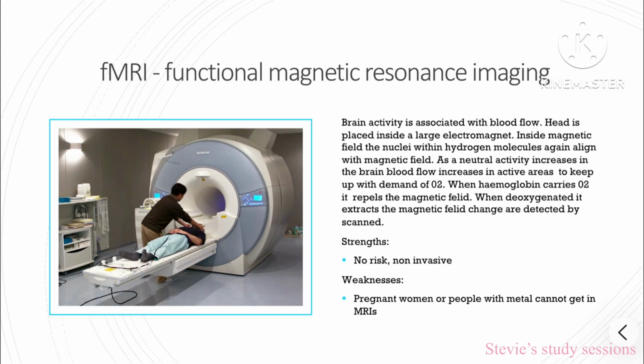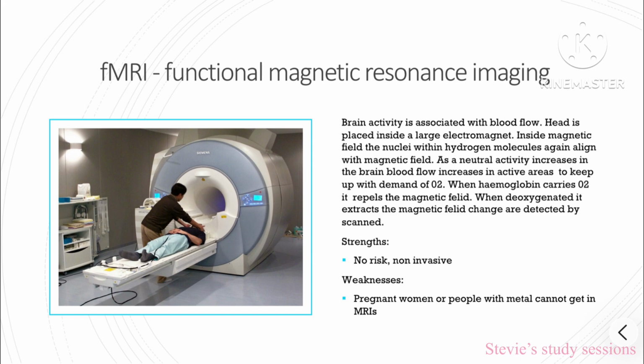Functional magnetic resonance imaging, fMRI. Brain imaging is associated with blood flow. The head is placed inside a large magnet. Inside the magnet, the nuclei of hydrogen atoms align with the magnetic field. As activity increases in the brain, blood flow increases in the area to keep up with the demand for O2. When hemoglobin carries around the O2, it repels the magnetic field. When deoxygenated, it attracts the magnetic field and changes are detected by the scan.